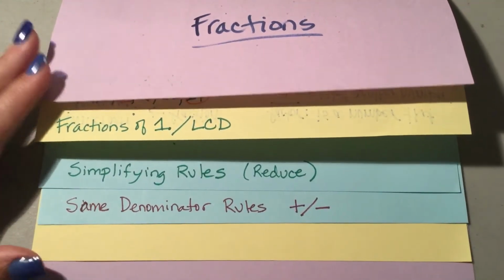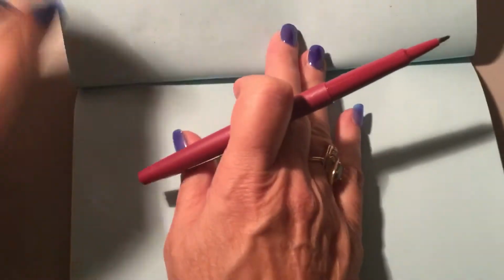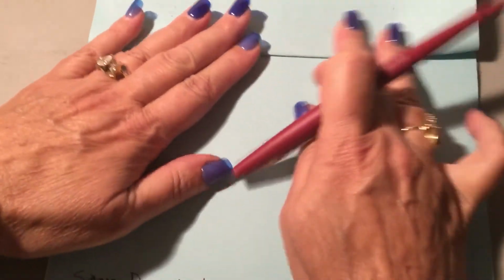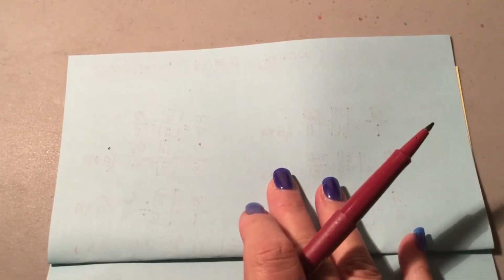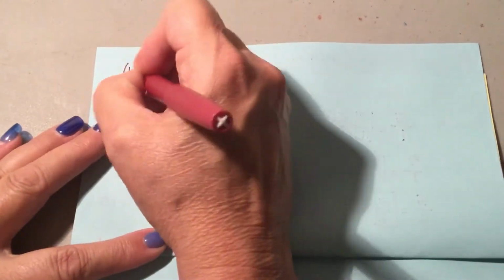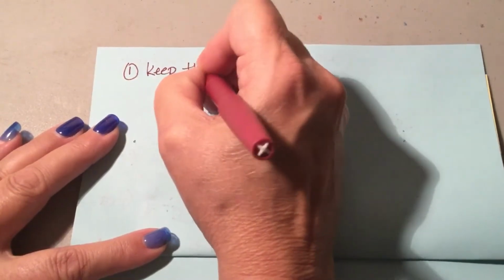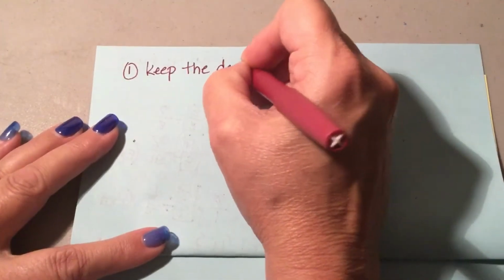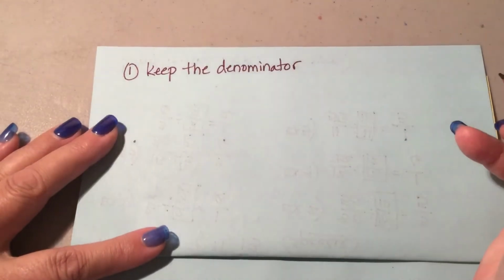Okay? So we're going to open up our book where we left off, and we're going to go to the top. The top up here is going to hold our steps. So here we go with our steps. Step number 1, when the denominators are the same, these are so easy. Step 1, keep the denominator. Okay, that's step 1.